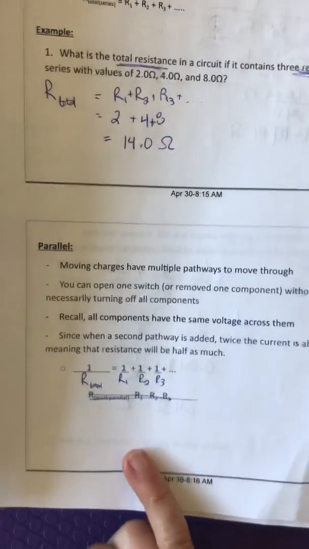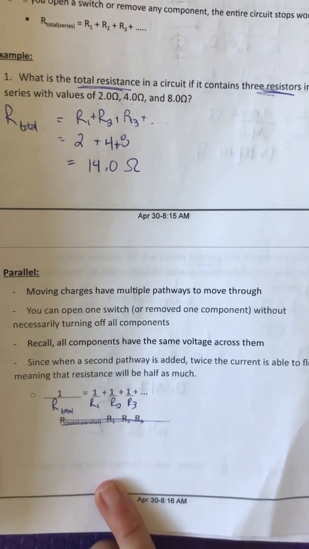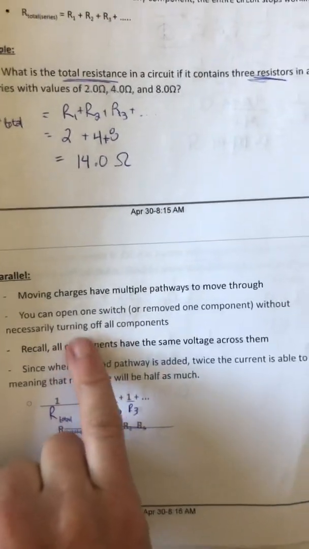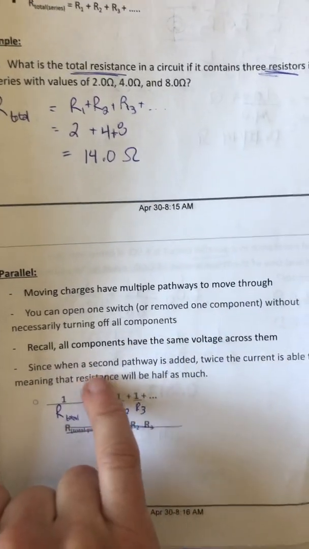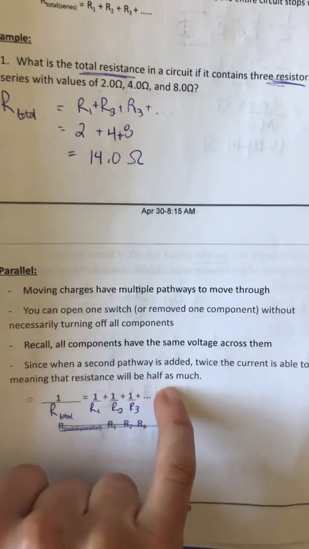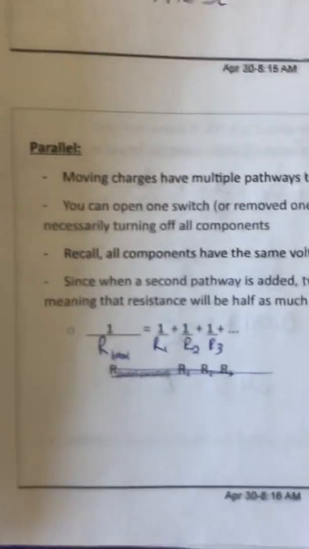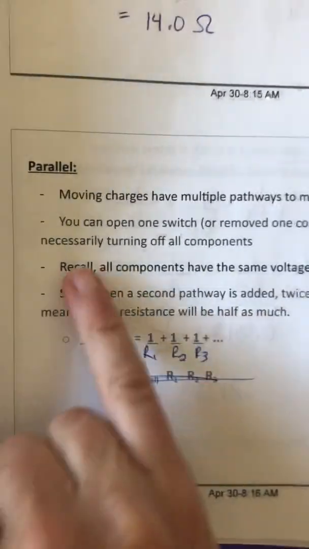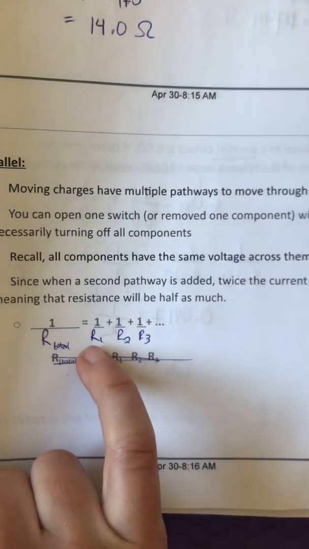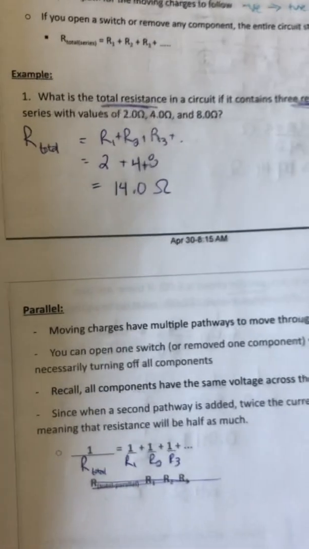Now, in a parallel circuit, remember there are multiple pathways to follow. All the components have the same voltage across them. When a second pathway is added, twice the current is able to flow, meaning that resistance will be half as much. So it's an inverse function. Basically, 1 over R total is 1 over R1 plus 1 over R2 plus 1 over R3. If you look at the series formula, it is the complete inverse of that.